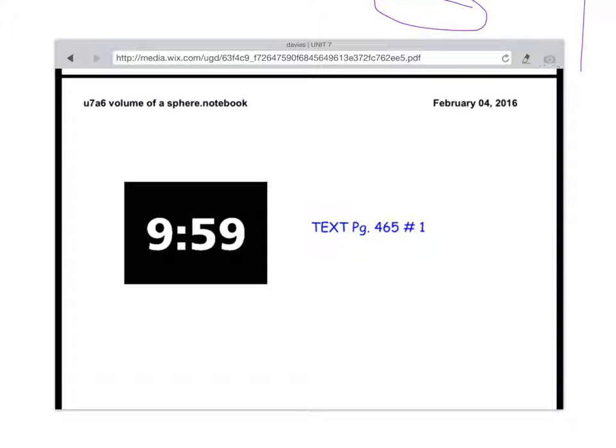Why don't you take about 10 minutes and try question 1 on page 465, and then when the 10 minutes is over and you've had a chance to practice finding volume of a sphere, ask your teacher to play the next video.